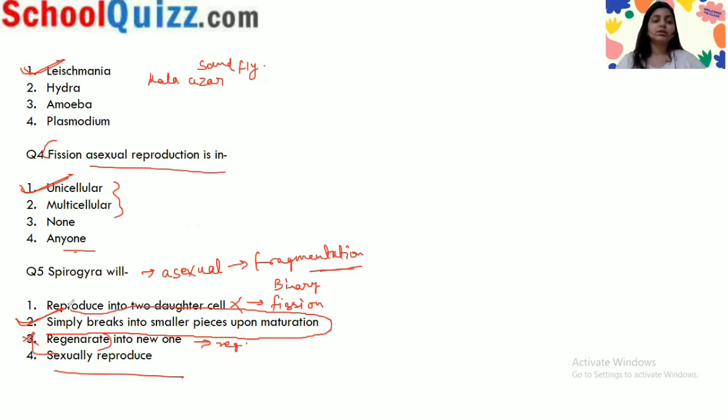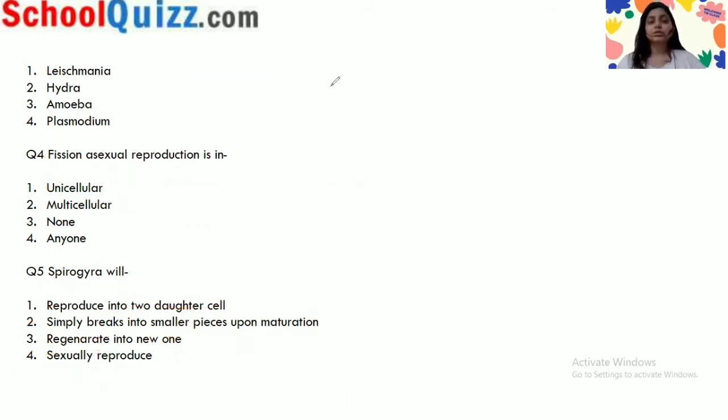So this is what happens in fragmentation. Spirogyra is the example of fragmentation. Just remember all those examples of different types of asexual reproduction because the examiner might trick you.